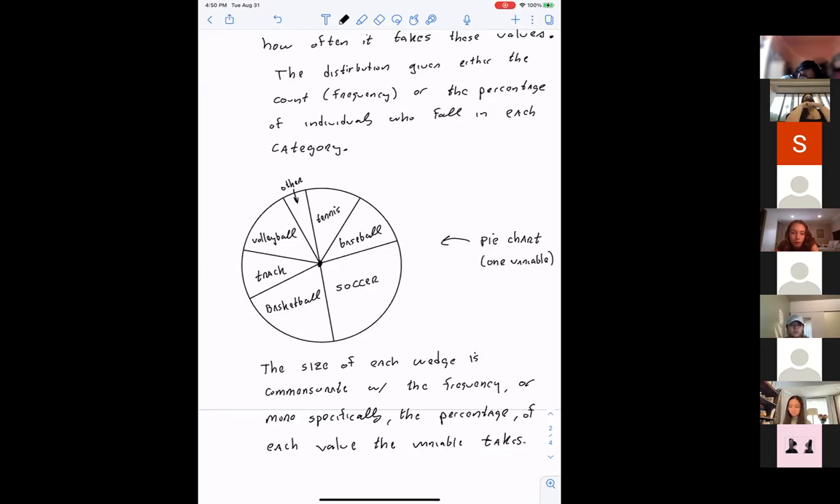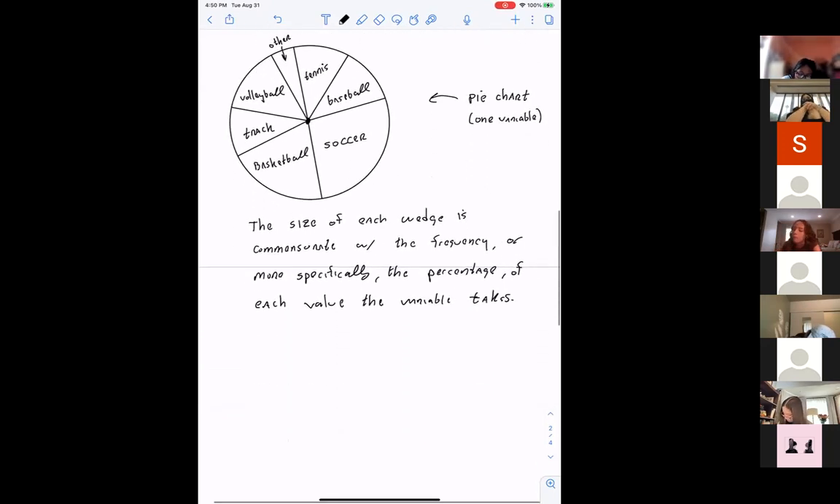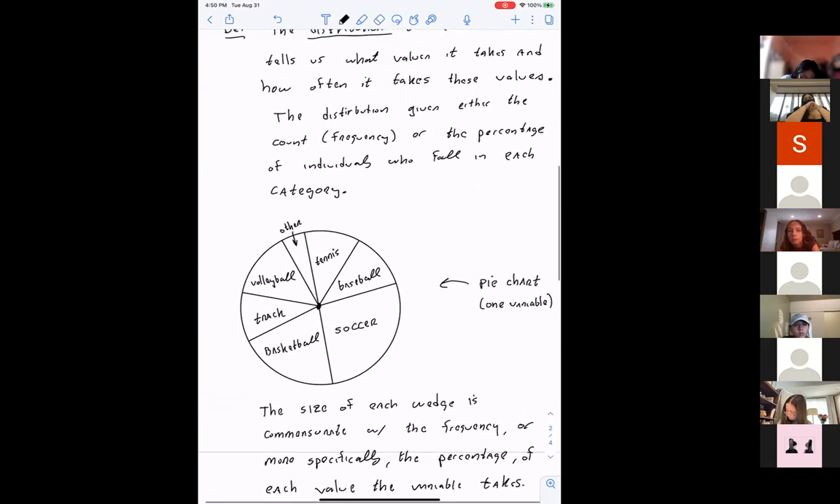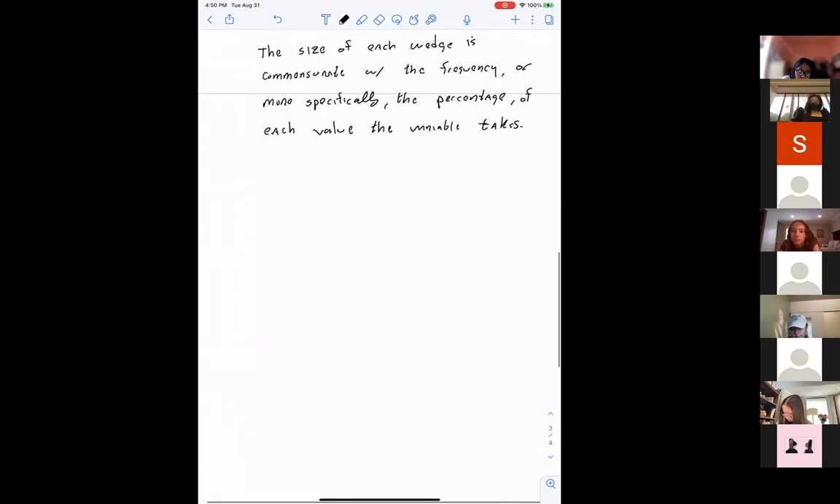Okay, so you've all most likely seen pie charts before. This is not really new, correct? What is another graphical display for a categorical variable besides the pie chart? I already gave it away, it's the bar graph. Now when we do quantitative variables, we're going to have something called a histogram. A histogram is different than a bar graph.